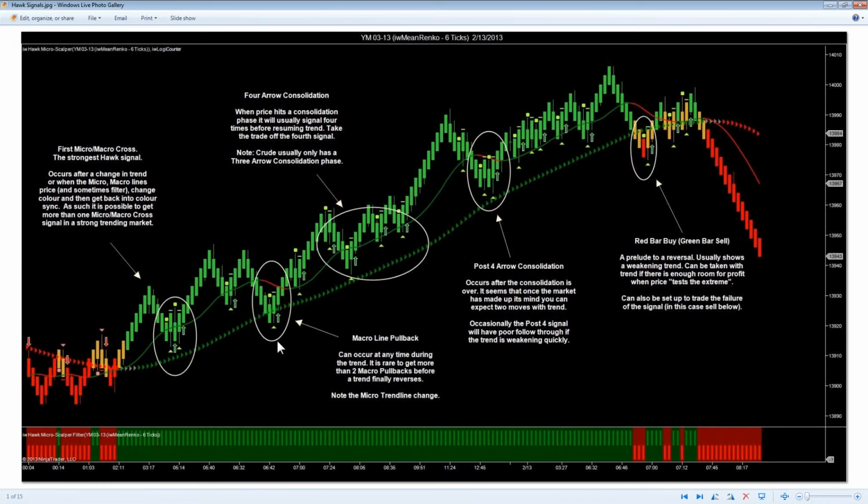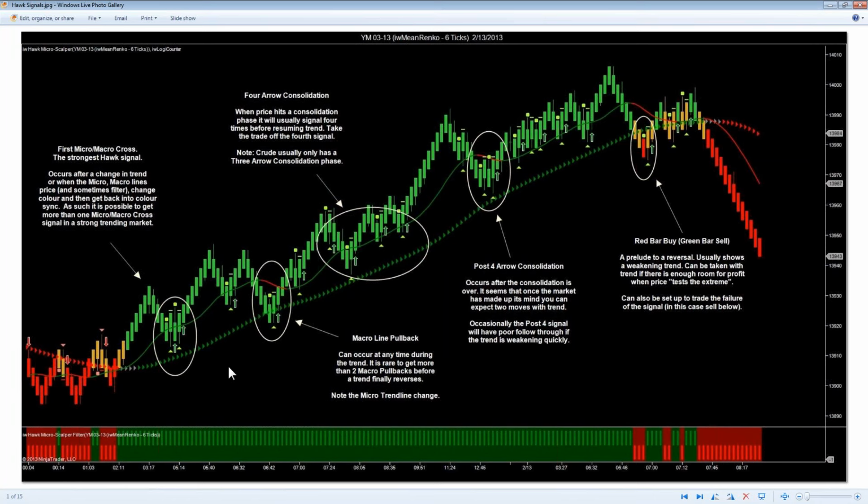After that, we get the macro pullback signal. The macro pullback signal, again, is very easy to identify. The only thing that's different about it is that the micro line goes out of sync. So everything stays in sync except the micro line. It changes color. And when that happens, you know you have a high probability setup. You generate a signal and away you go.